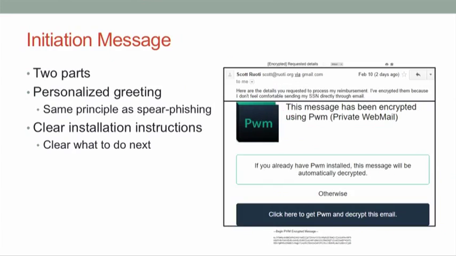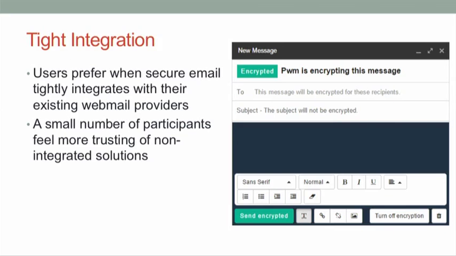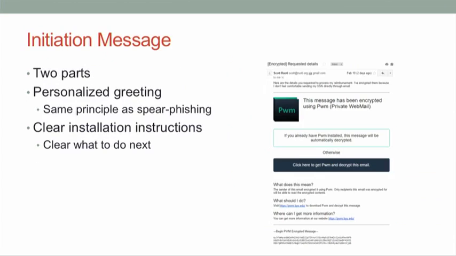So, let me back up. This is what the system looks like. Once I have the system installed, I type in my message and I can send an encrypted message. Now, what about when Bob receives the message? We think of two important parts to this initial message that Bob's going to receive. Say he hasn't taken any steps. Maybe Alice doesn't even have to tell him what he's doing.